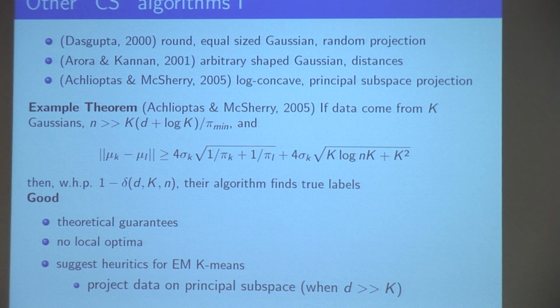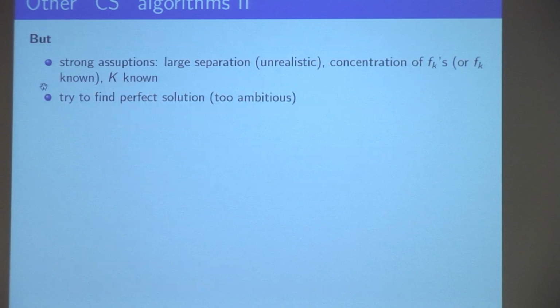So what's good about this? We have theoretical guarantees. We know that if we have Gaussians that are separated, we find the clusters. There's no messing with local optima. You run it once. These algorithms are not very expensive. You find the result. They are good ideas for other algorithms, and could be used as initialization.